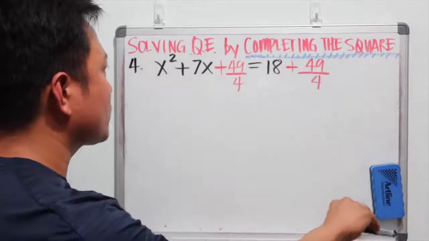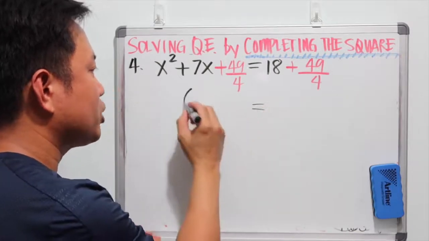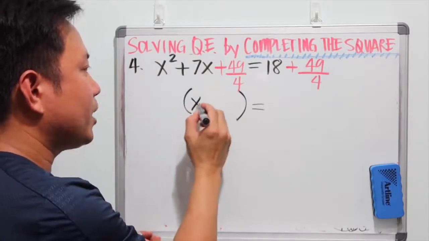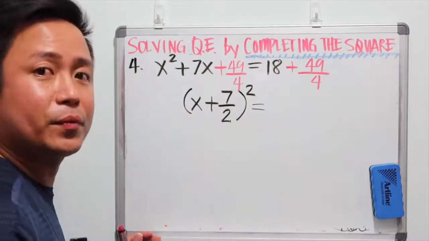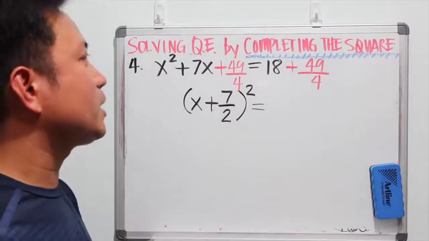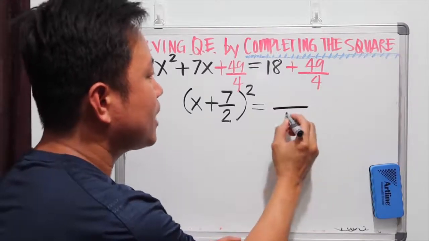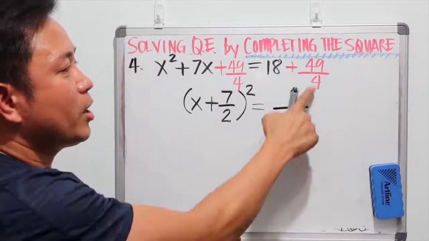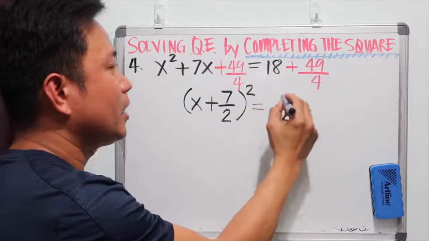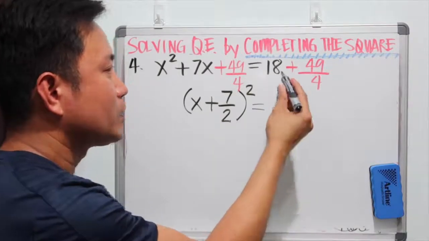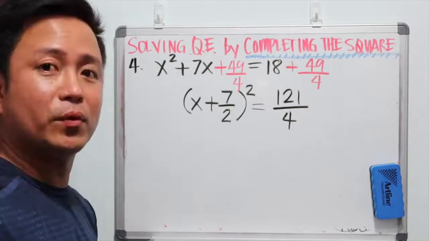So we now have x squared plus 7x plus 49 over 4, which is also a perfect square trinomial. And that can be factored as x plus 7 over 2 to the second power. The right side, 18 plus 49 over 4. This has an LCD of 4. And you have 4 times 18 is 72. 72 plus 49, that gives us 121. So 18 plus 49 over 4 is the same thing as 121 over 4.